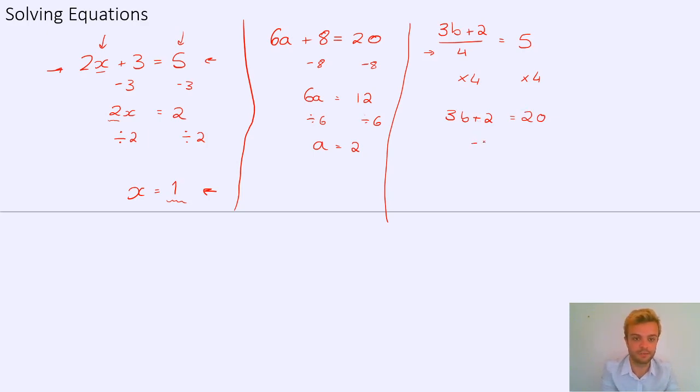I can take away 2 next, leaving us with 18 on that side, and 3b plus 2 take away 2 is just 3b. And finally, to get b by itself, I'm going to cancel out the times by 3 by dividing by 3, giving me b on the left-hand side. 18 divided by 3 is 6. So b is 6. That's solving equations.